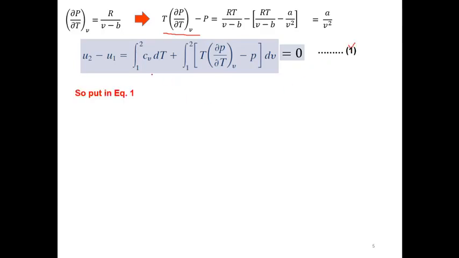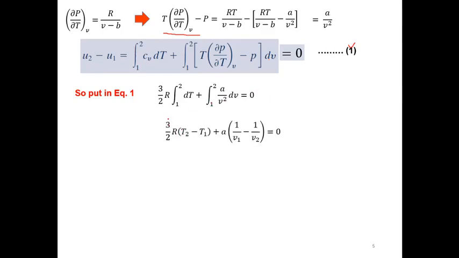Now we can put these values in the general equation. That was equation 1. The first one is CV times dT, so CV times dT from state 1 to state 2, plus this whole term, which is equal to A by V square into dV. For any two states, if we simplify, then we'll get 3 by 2 R (T2 minus T1) plus A times (1 by V1 minus 1 by V2) is equal to 0.